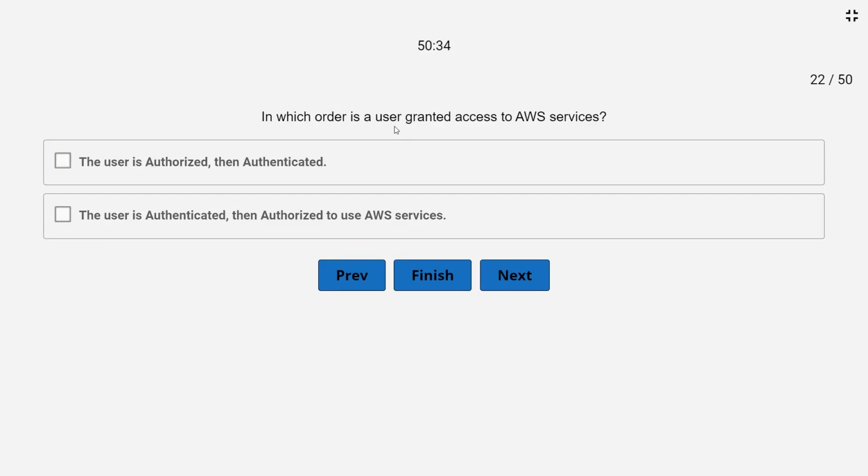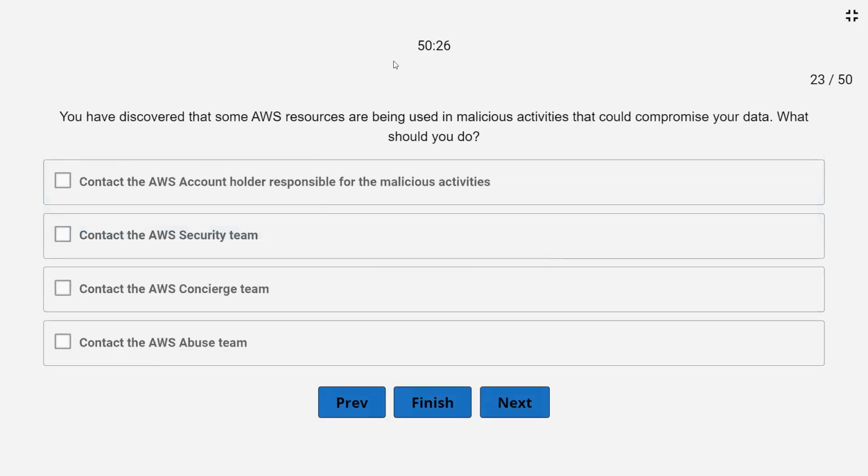All right. So in which order is a user granted access to AWS service? Yes. So the user is authenticated and then authorized. Good. You have discovered that some AWS services are being used in malicious activities that could compromise your data. What should you do? Great. Yes. So you contact the AWS abuse team.